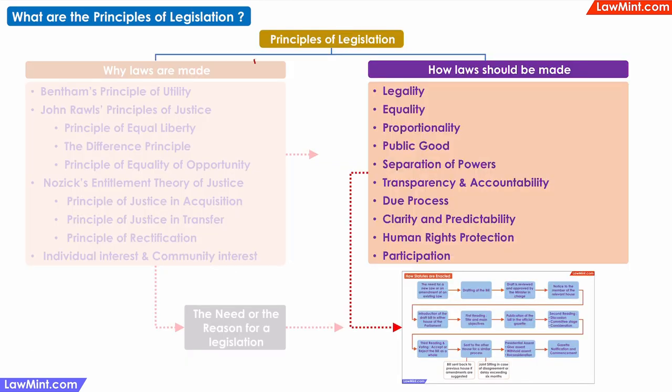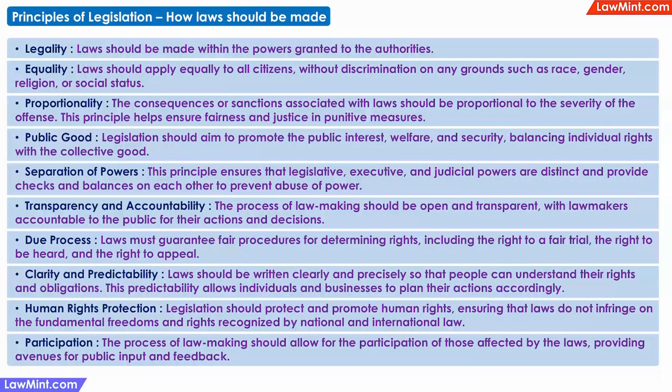Till now, we looked at the principles of legislation that covered why laws are made. Now let us look at the principles that are connected with how laws should be made. These are also very simple and easy to understand. For example, the first principle is the principle of legality, which means that the laws themselves should be legal. For example, the Constitution grants some powers to the government and also sets some limits, which means that the laws should not exceed those powers and must be within the limits set by the Constitution.